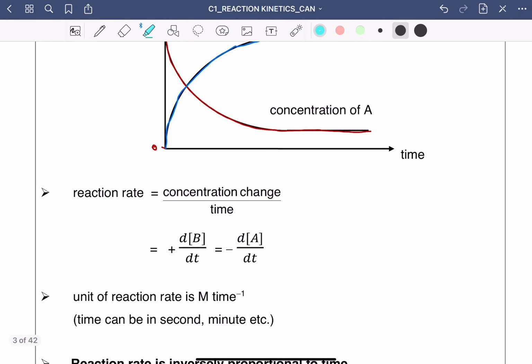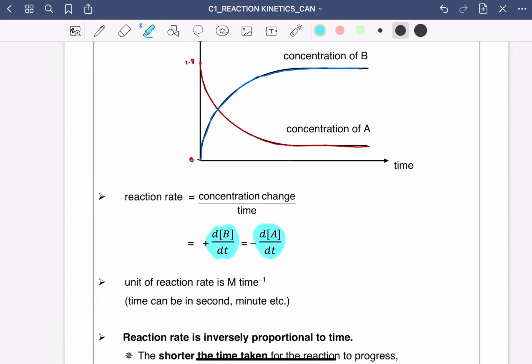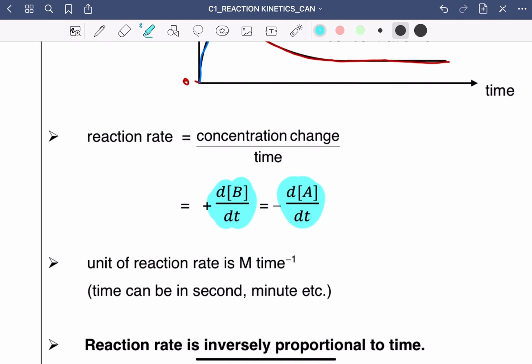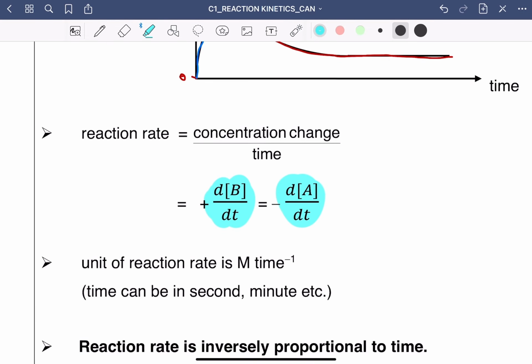And we can also calculate the rate of the reaction by using what we call the differential rate equation. Sorry, I forgot the term for a moment. Yes, differential. The differential rate equation is used to calculate the rate. Now one thing for you to remember: the unit of reaction rate is M per time.